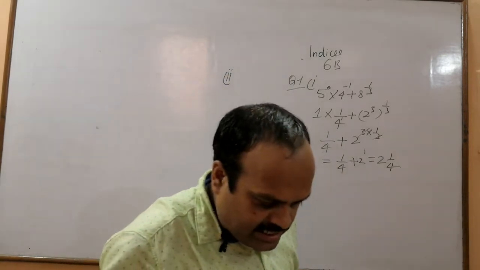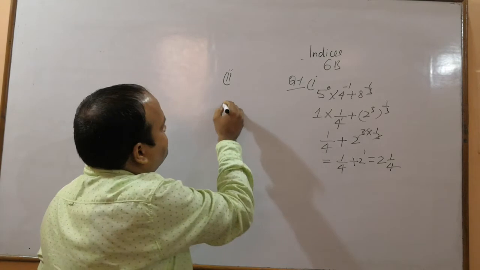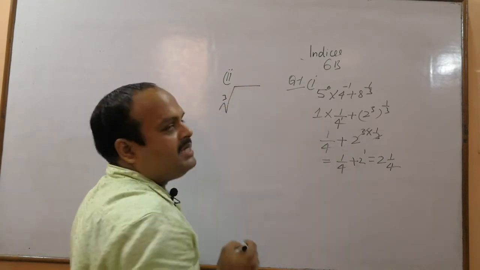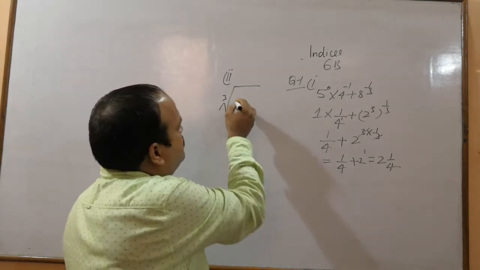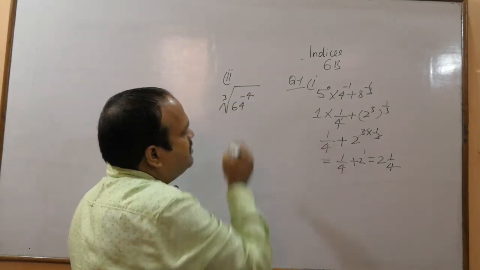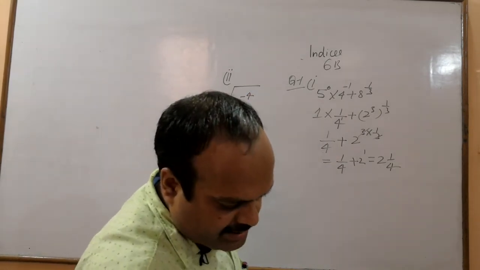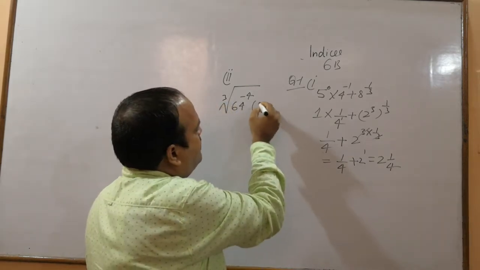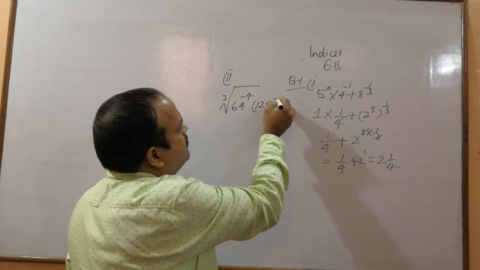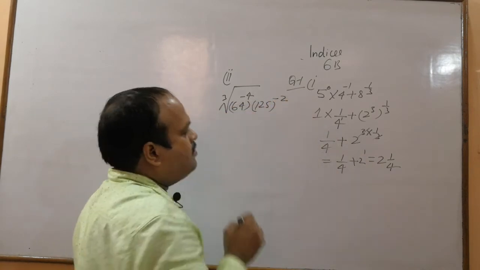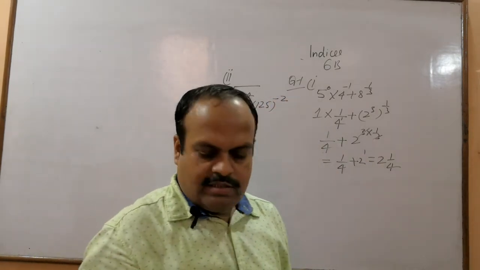Next is cube root of, this is the symbol of cube root. So cube root of 64 to the power minus 4 multiplied by 125 to the power minus 2. Let us simplify.